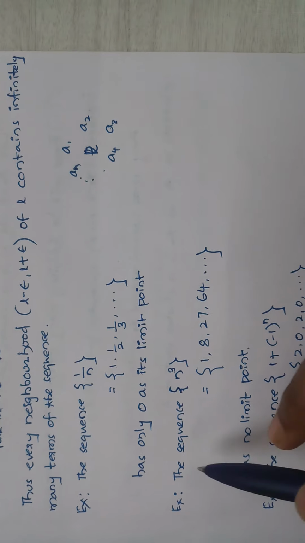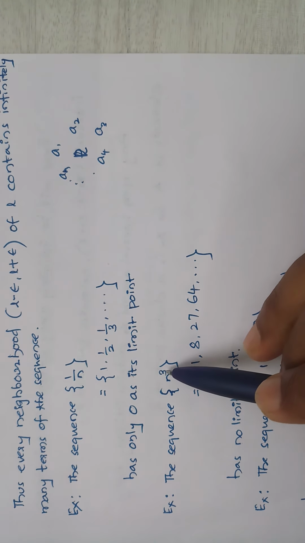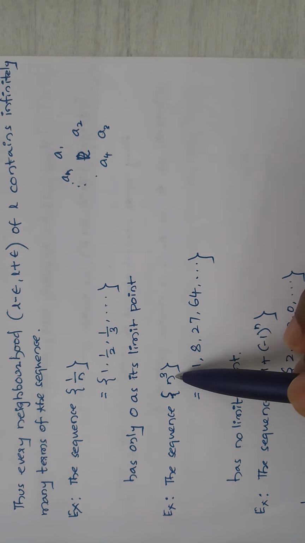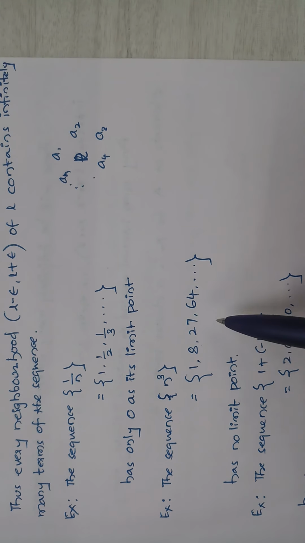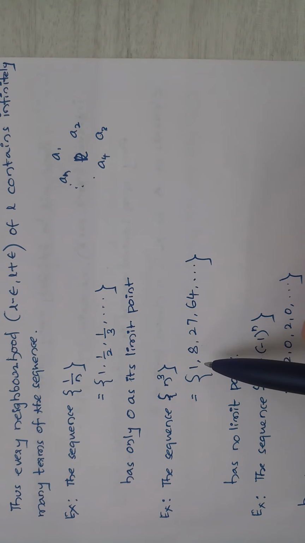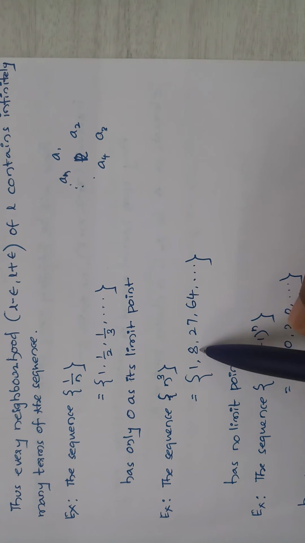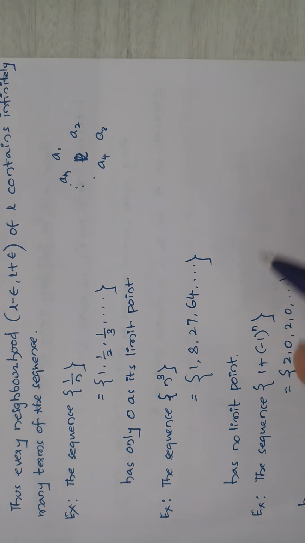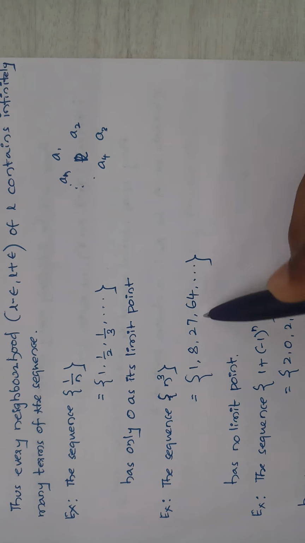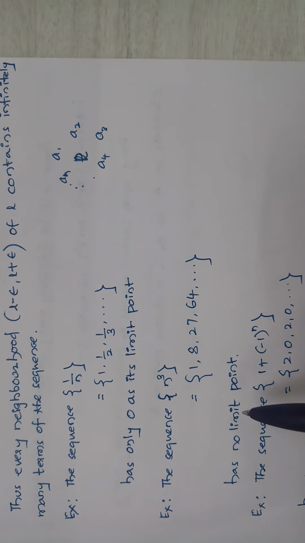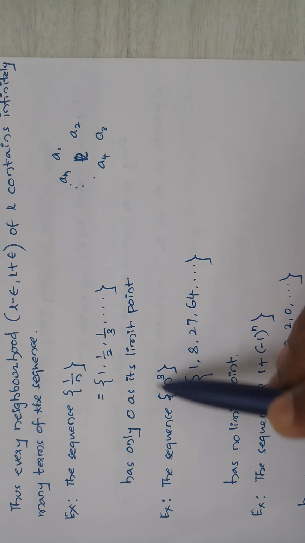Here the sequence is n cube. If I put n equal to 1, cube is 1; 2 cube is 8; 3 cube is 27; 4 cube is 64. So this is in increasing order. Here we can't say the points gather around one exact point. Because it is in increasing order, it is reaching towards plus infinity. Therefore I can say this has no limit point, because this is a divergent sequence.